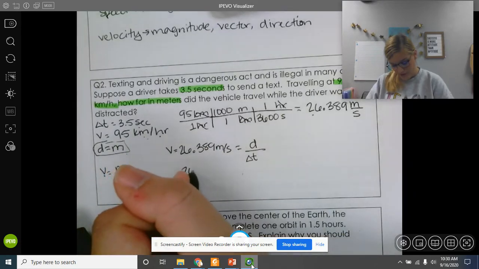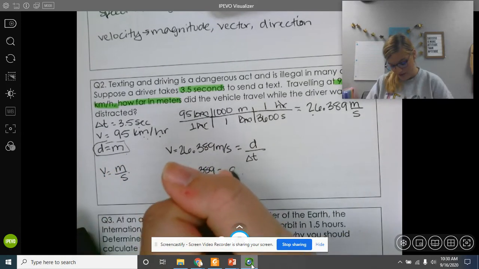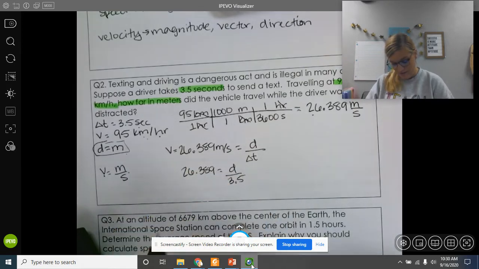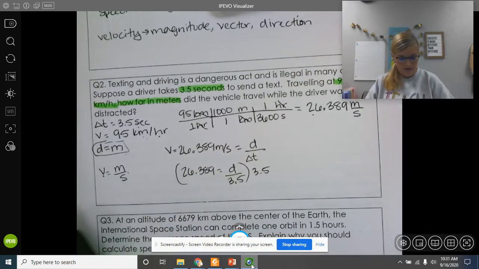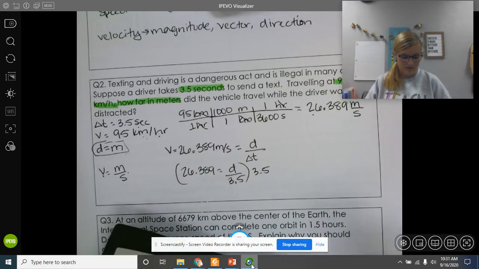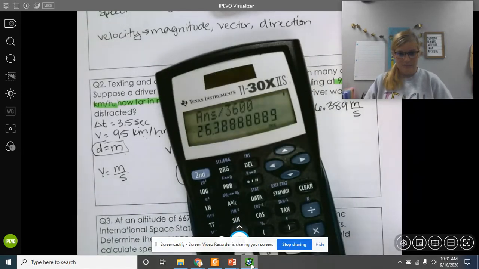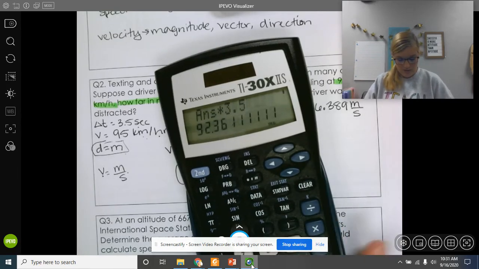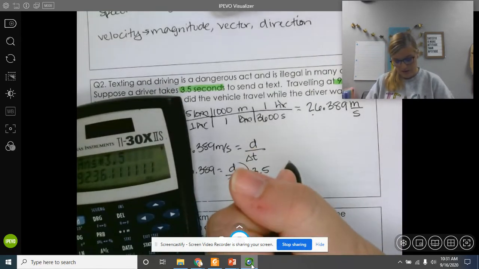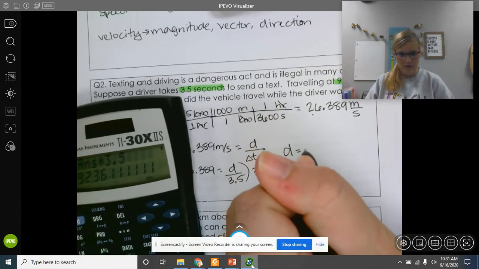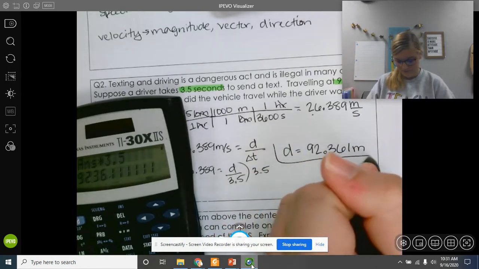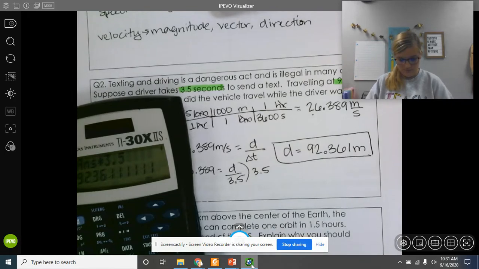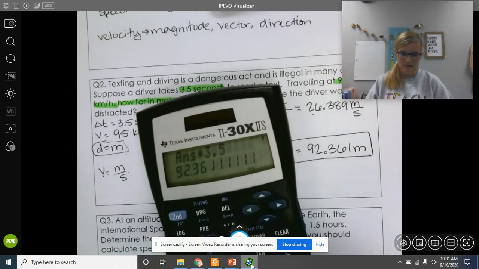So my 26.389 equals D over 3.5. So I'm going to multiply my 3.5 over. This is not mathematically a thing, but to me, it tells me that I'm distributing it. So I'm going to keep this number in my calculator just for accuracy and multiply by 3.5. So I end up with my distance that I traveled being 92.361 meters. And again, on that one, I just went until I had my repeating decimal.